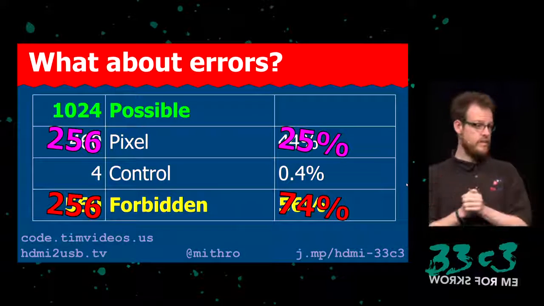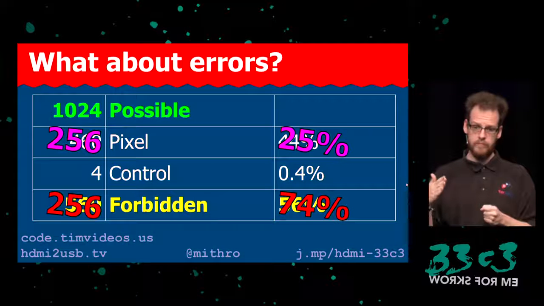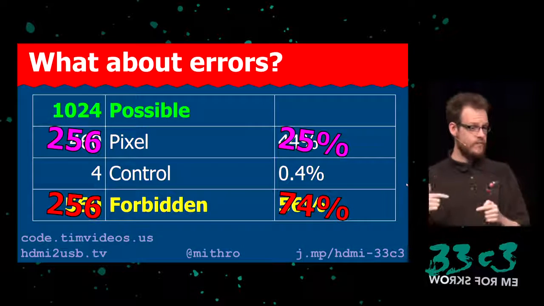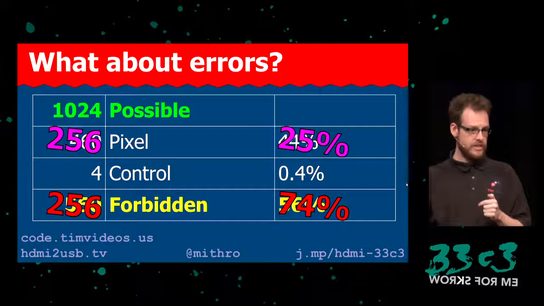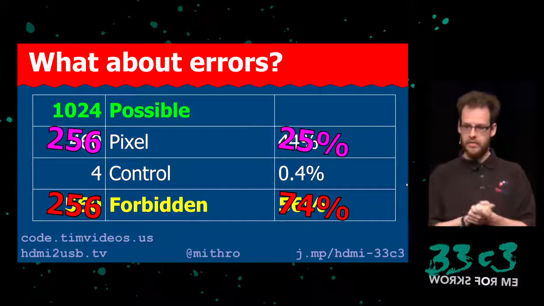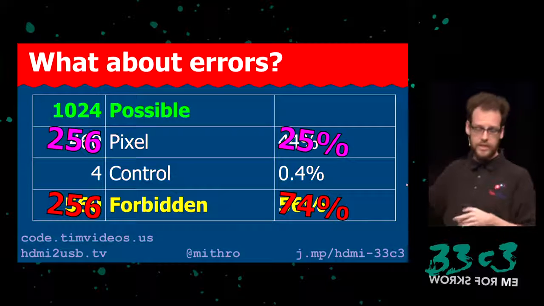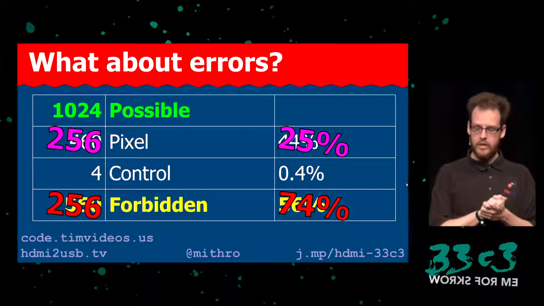If you've got a negative DC bias, you can't have a pixel symbol which continues to drive you negative. And so actually 74% of our space at any one time is not allowed to exist.